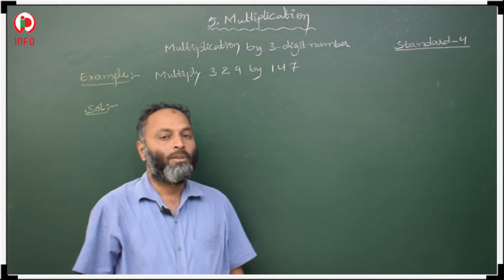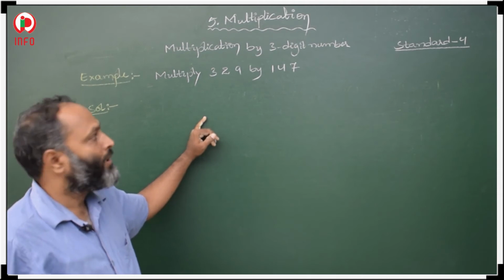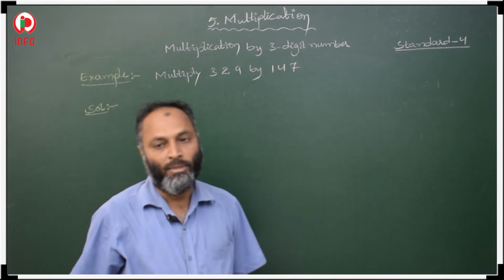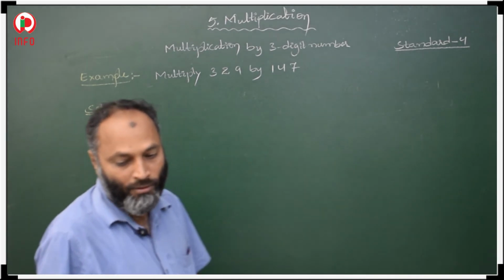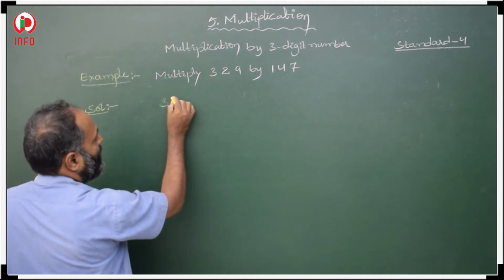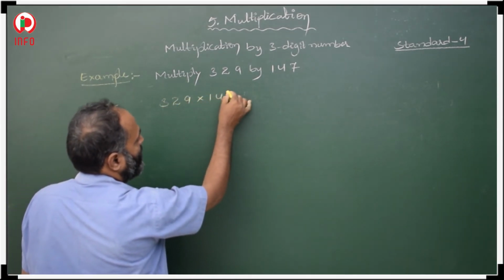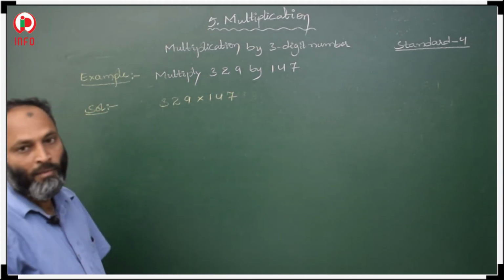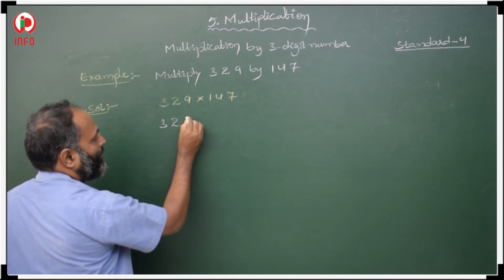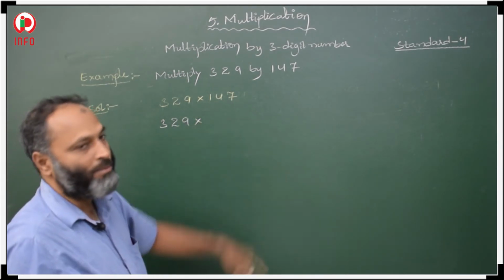Now students, see here. In this multiplication by 3 digit number, we have to multiply a 3-digit number with a 3-digit number. Then how to multiply? See here, 329 we have to multiply with 147. So 329 is same, here we have to write this in expanded form.